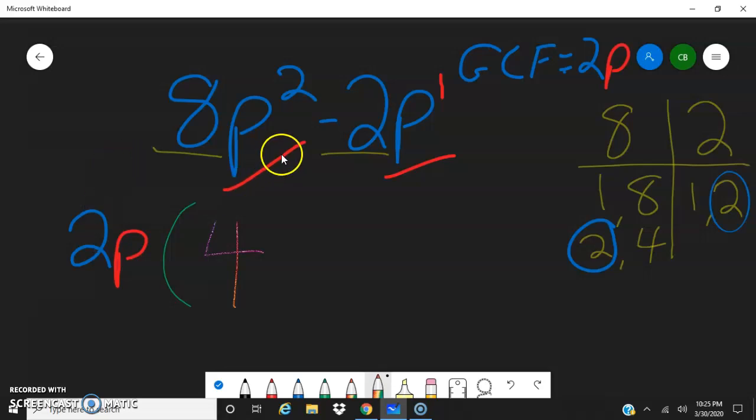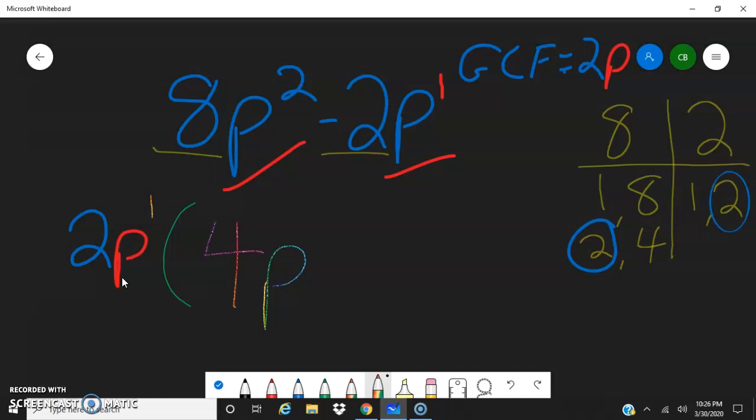Remember, if your variables have the same bases, they both have the same base of p, and we are dividing, so we subtract those exponents. So p squared divided by p to the first is simply p. P to the first, or just p.